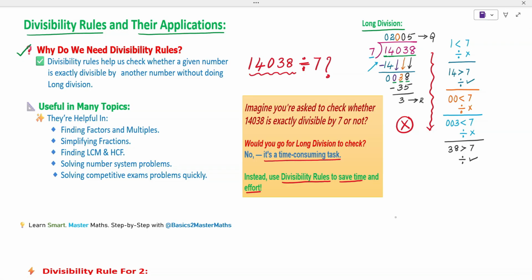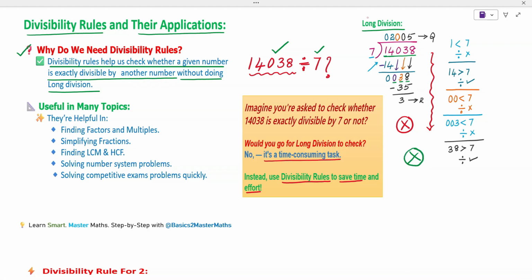So, why do we need divisibility rules? Divisibility rules help us to check whether a given number is exactly divisible by another number without doing long division. Got it?